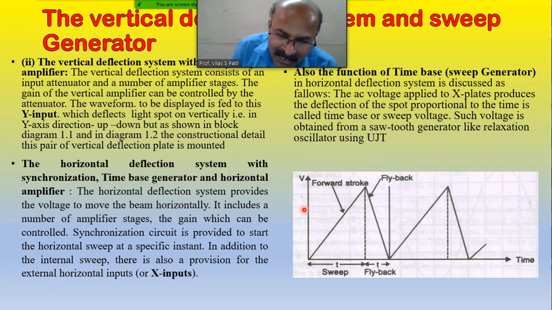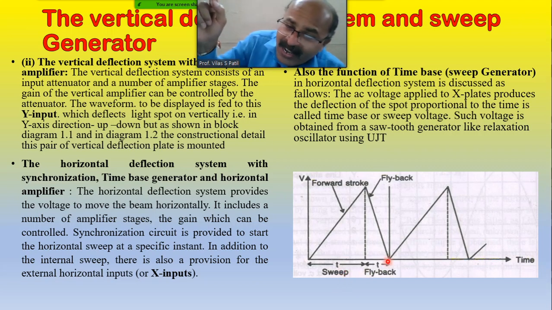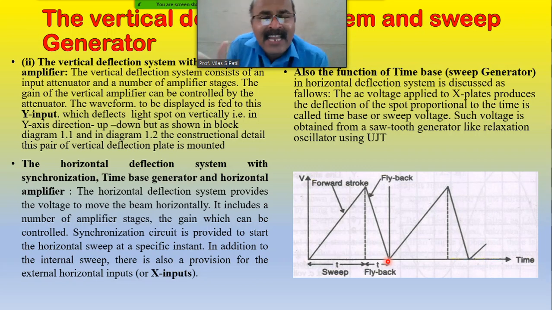Here the voltage is floated on the y-axis, the time is floated on the x-axis, and we know that this is the forward stroke and this is the flyback. The time required to complete this one wave is known as the periodic time. Periodic time is shown by capital T, and here capital T is T1 plus T2, where T1 is the forward stroke and T2 is the flyback. The addition of the time required for these two events is known as the periodic time. And if periodic time capital T is known, we are able to calculate the frequency.